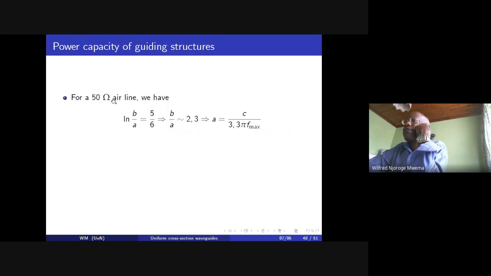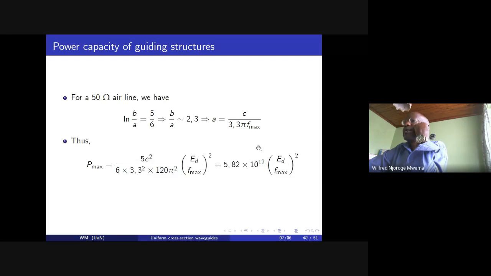And for a 50 ohm airline, we have that b over a is approximately 2.3, meaning that a must be c over 3.3 pi multiplied by f max. And thus Pmax is going to be given by that equation, and you see that it's related to the field strength of the dielectric divided by the maximum frequency that you can deal with.